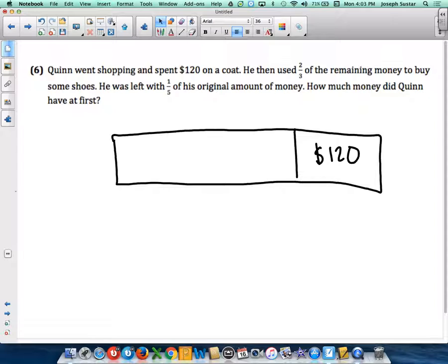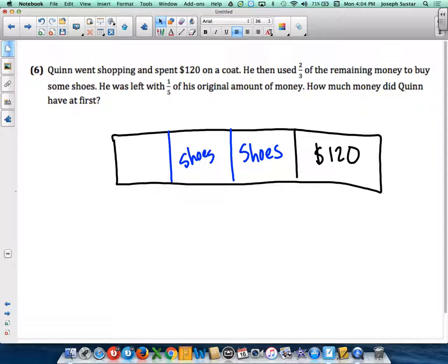So this bar that's left, we're going to block that into thirds. And 2 of those are shoe money. Shoes and shoes. He was left with 1/5 of his original amount.